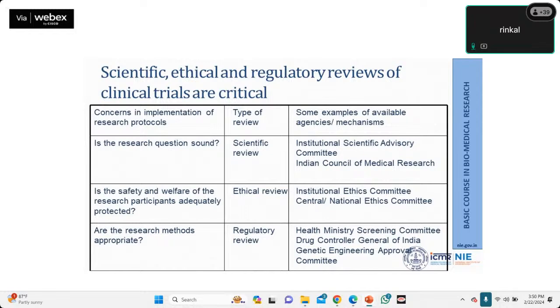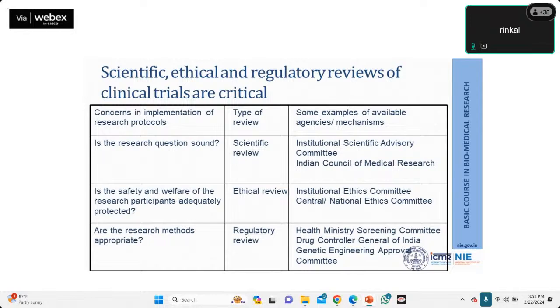The next is ethical review. The primary concern for ethical review is the safety and welfare of the research participants, whether they are adequately protected or not. That is to be reviewed by the ethical committee. And again, the institutional ethical committee can review it, and if the project is of national level or regional level, then the central or national ethical committee can review the project.